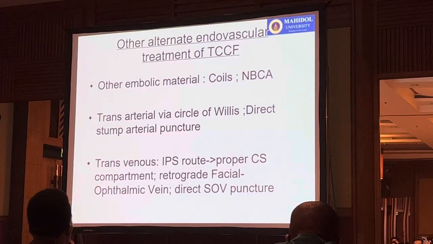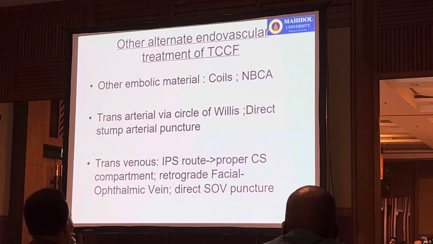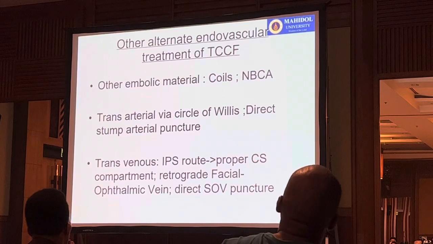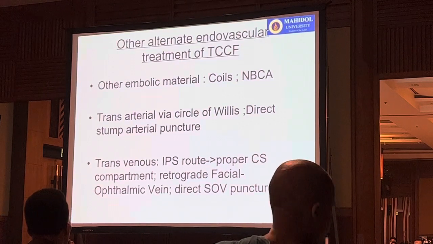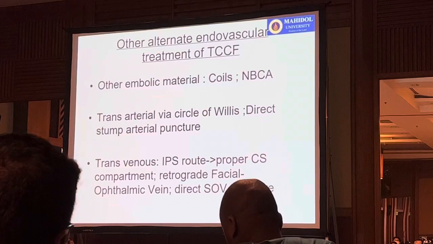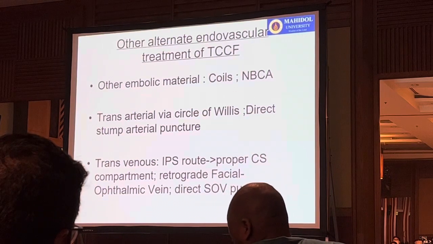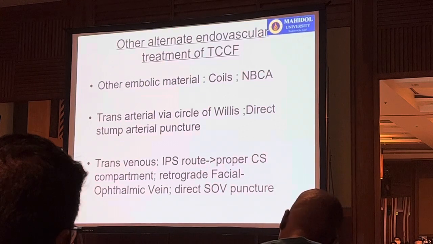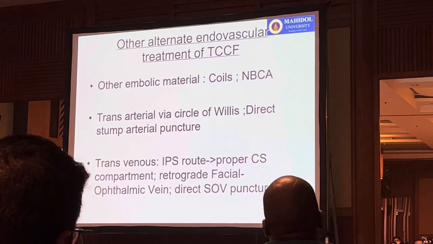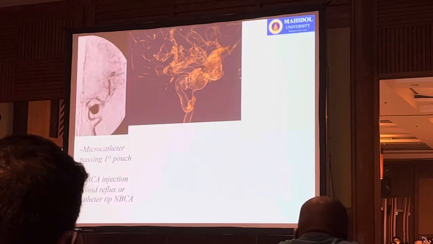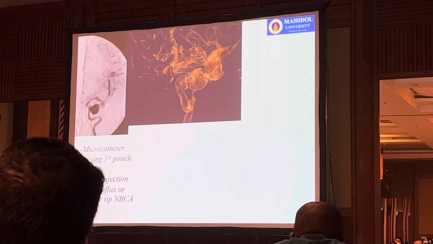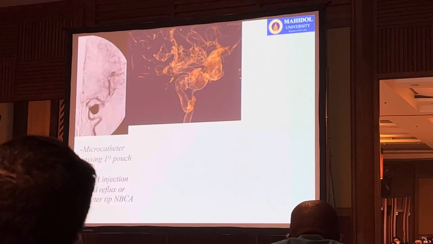Alternate materials, whatever you have, that you can use: try transarterial first, if not, transvenous. And for transvenous, I recommend you go through the inferior petrosal sinus to get to the cavernous sinus, or look at the external jugular system to go through the facial and ophthalmic veins. And this is the first case where we were not able to put the balloons. Look at the 3 bumps.